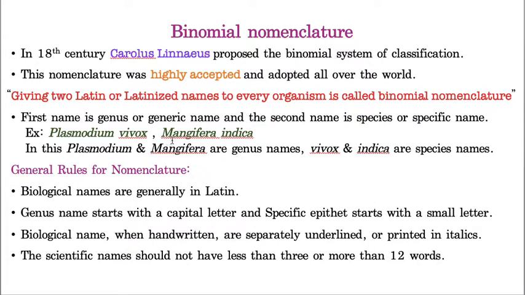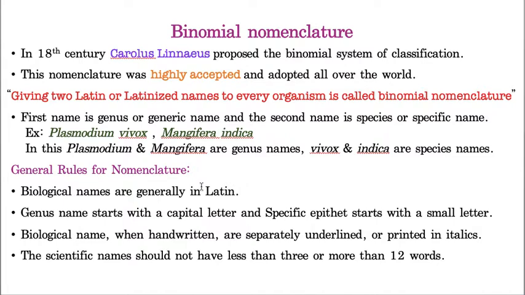See, I started with a capital M, whereas Indica is the species name, which starts with a small letter. That is what I am telling: the binomial nomenclature name should have one genus name and one species name. The genus name must start with a capital letter and the species name must start with a small letter. This is one more rule.